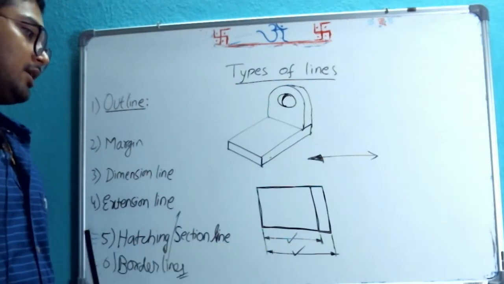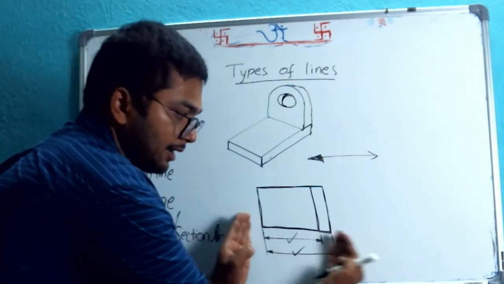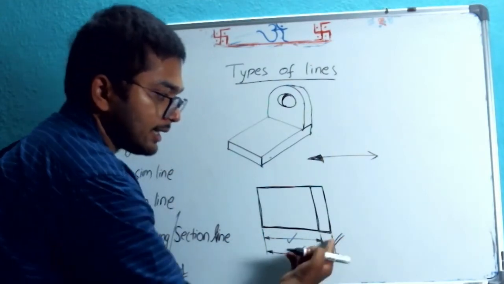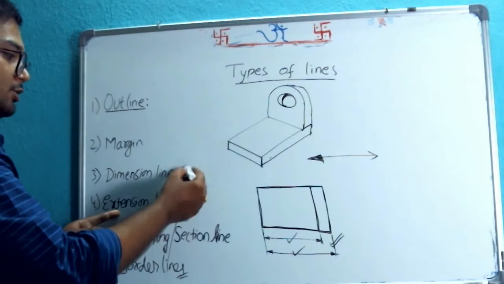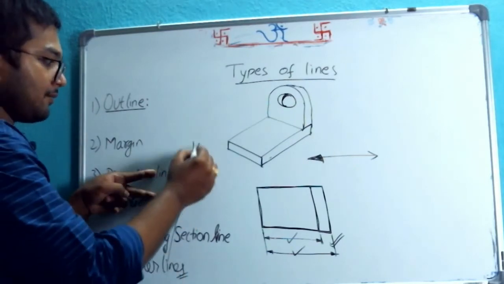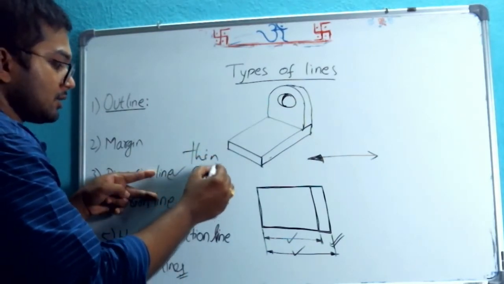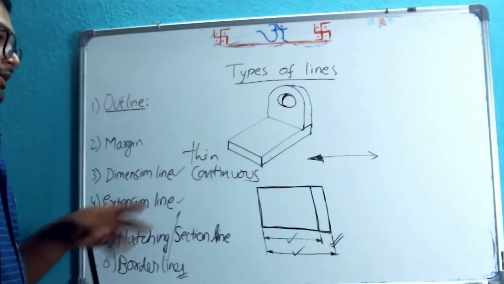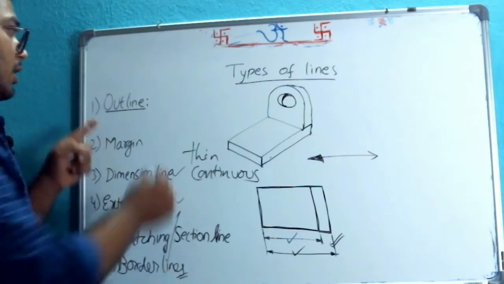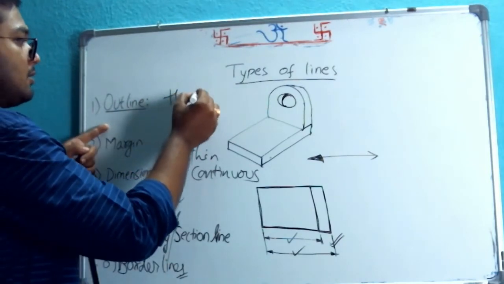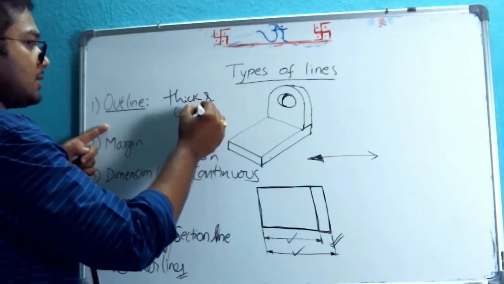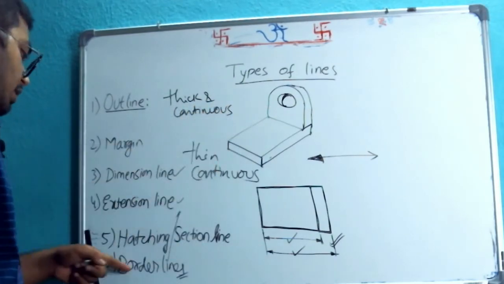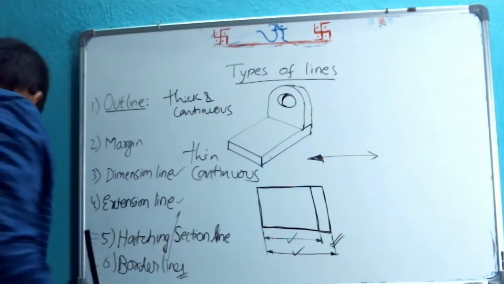These we call a dimension line. And these dimension lines are enclosed by these particular lines. We call these extension lines. These both are thin and continuous. So the outline is thick and continuous. It represents the visible edges of the drawing. Margin and border lines I have already explained. Now hatching and section line.